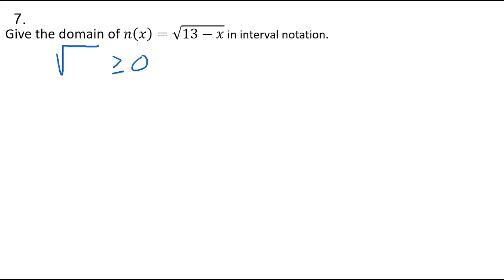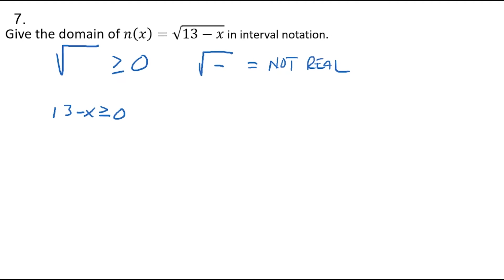Whatever it is that's underneath here, because if we end up with the square root of a negative number, that will be equal to something that is not real. So let's take what we have underneath the radical sign, 13 minus x, and set that greater than or equal to 0, and then we can solve for this.